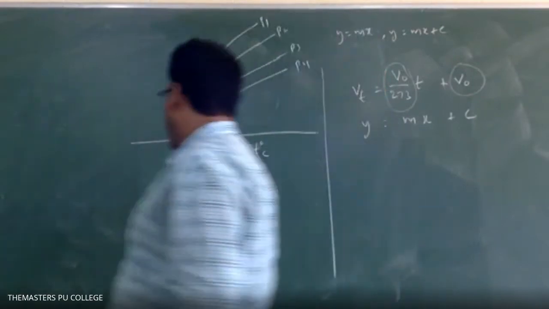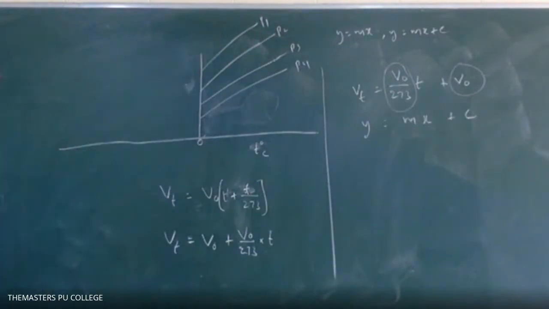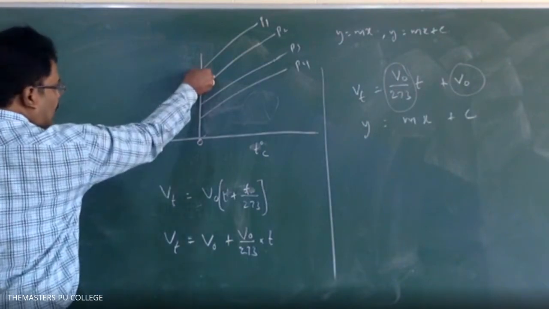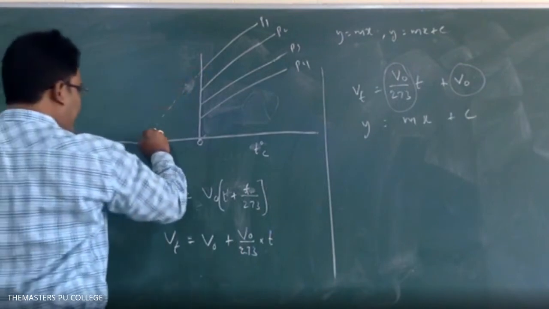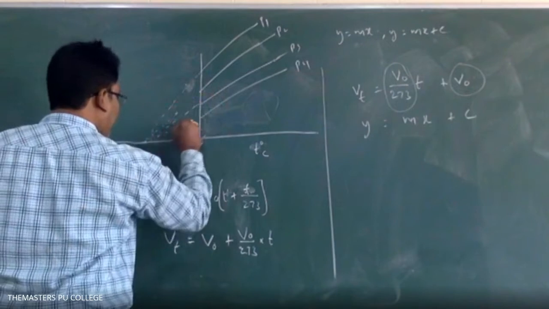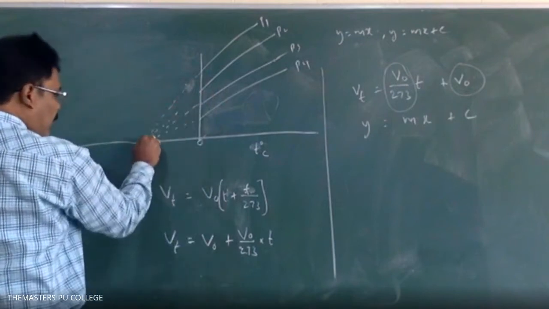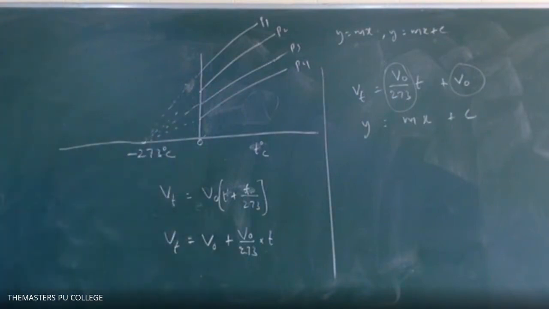If these curves are expanded, all the curves will meet at a certain point. This point is minus 273 degrees Celsius temperature.